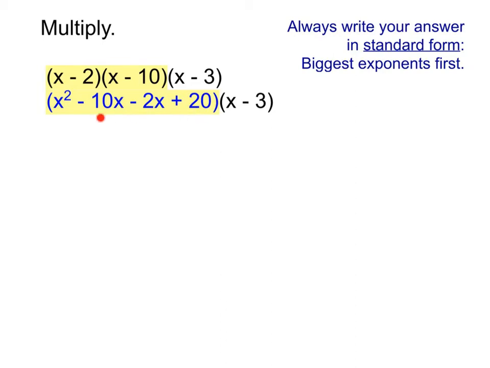And then I'm going to have to multiply this by the other set of parentheses. But to make my life a little bit easier, I'm going to go ahead and combine the like terms first. That way I don't have to multiply quite as many things together. And then, this problem looks a lot like the last problem, right? And so again, we're going to multiply everything in the first parenthesis by everything in the second parenthesis.